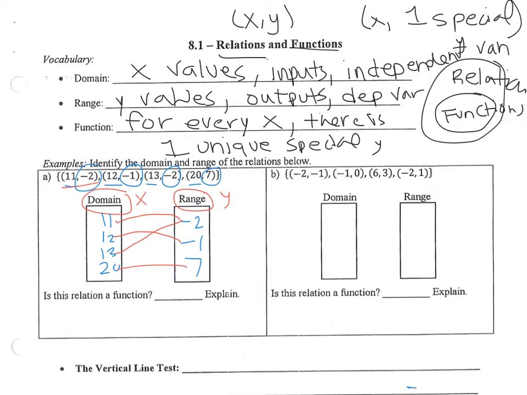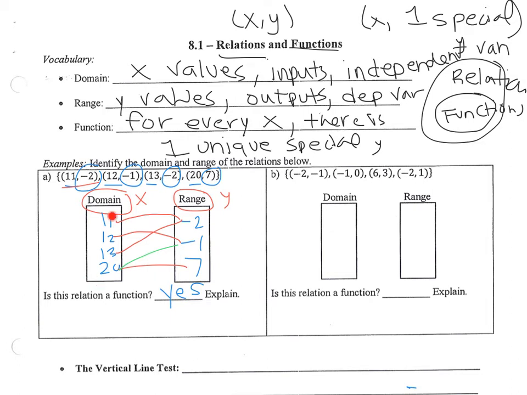Okay, so then the second question is, is this relation a function? Yes, it is, because each one of these x's only has one line coming out. The 11 only goes with -2. This 12 only goes with -1. This 13 only goes with -2. 20 only goes with 7. It would not be a function if you had something like this. If you had 20 going with -1. There's no way that 20 could go with -1 and 7 at the same time.